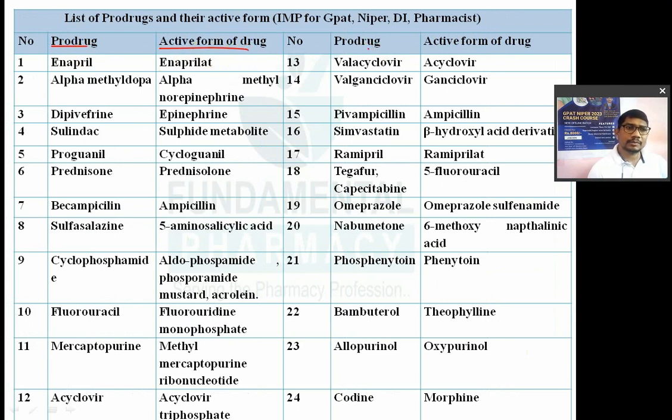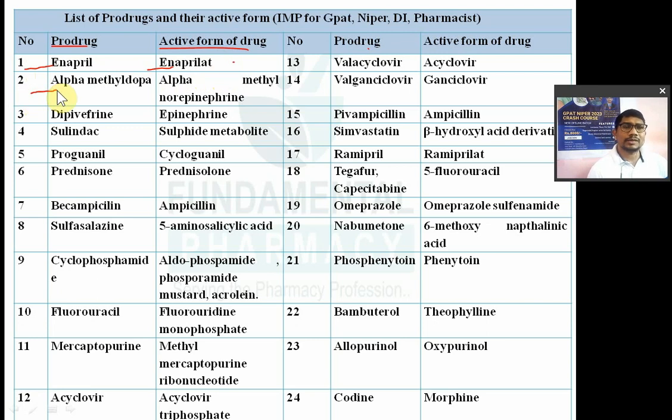So first is enalapril. As I told you, enalapril is an ACE inhibitor and it is converted into one active form known as enalaprilat. So you can say enalapril क्या है? Prodrug है. Enalaprilat क्या है? उसका active metabolite.